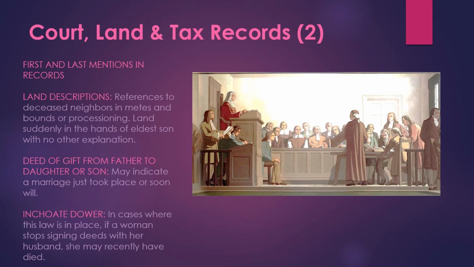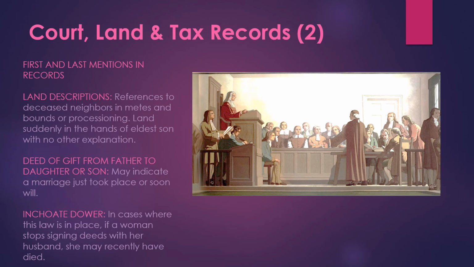A young woman whose father is relatively wealthy may be seen giving her something by deed of gift just prior to her marriage, or to the young couple just after they were married, usually in a deed. This in itself is an indicator of when the marriage likely took place.